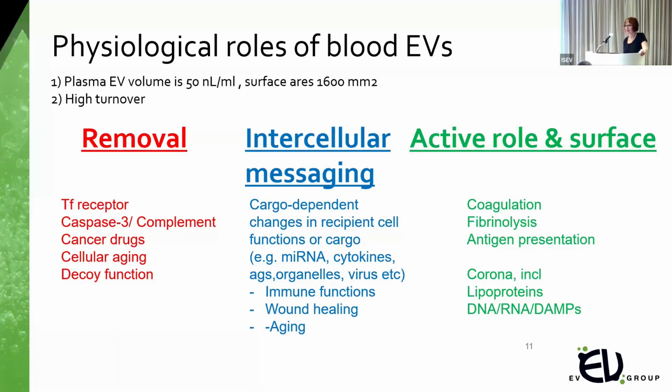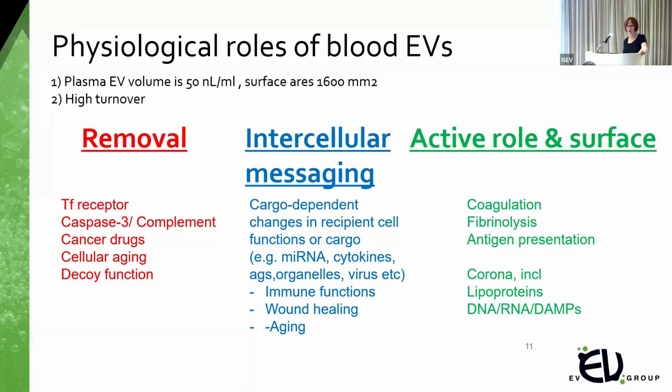What we are very interested in is the roles that are played between cells. What I mean is that there is certain cargo in the EVs, and then when a recipient cell takes it up, it changes either its function or its own cargo, such as the transcriptome. There are so many different examples in the literature for what blood EVs can do. This can be related to the microRNA in EVs, the cytokines on EVs, antigens or the organelles, and I come back to the organelles at the very end of my talk, viruses and so forth. And these roles are played in very important physiological functions such as immune functions, wound healing, aging, and so forth. So this is just a large category.